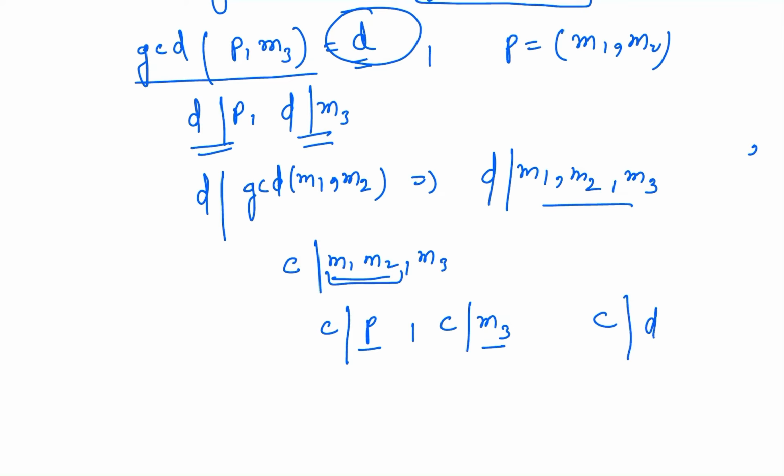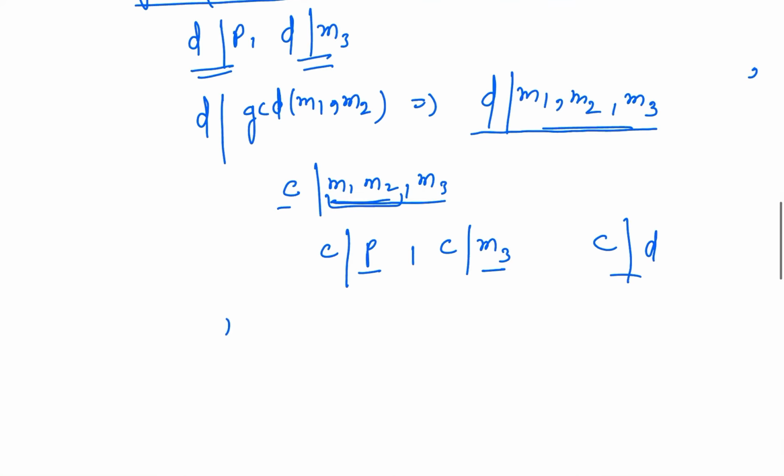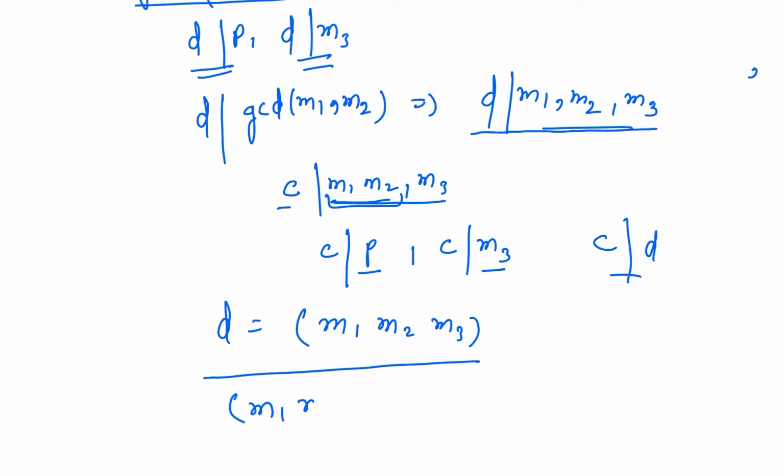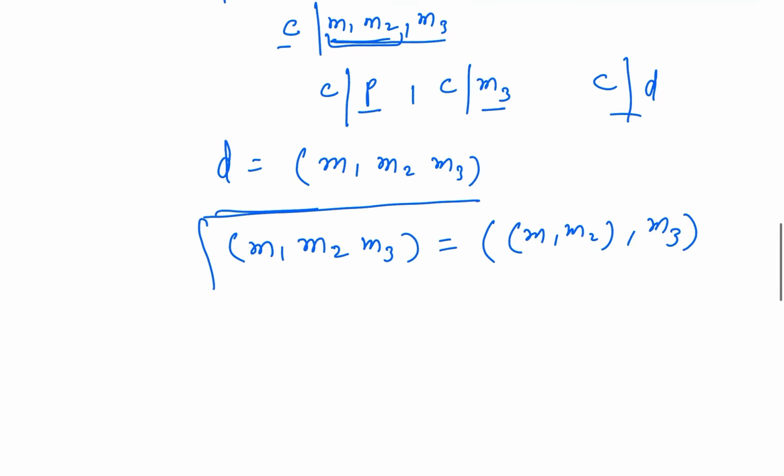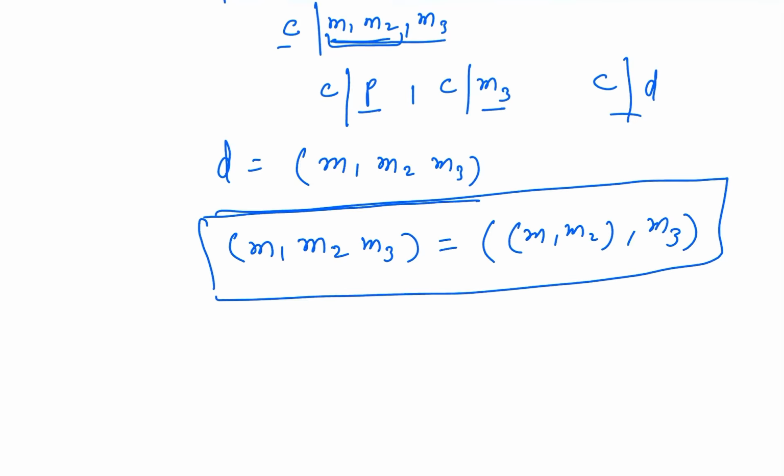Hence we have proved that D divides M1, M2, M3, and if any common divisor of M1, M2, M3 is C, then C divides D. That means D is equal to GCD of M1, M2 and M3. Hence GCD of M1, M2 and M3 is equal to GCD of GCD of M1, M2 and M3. This we have proved. Now we will apply induction.